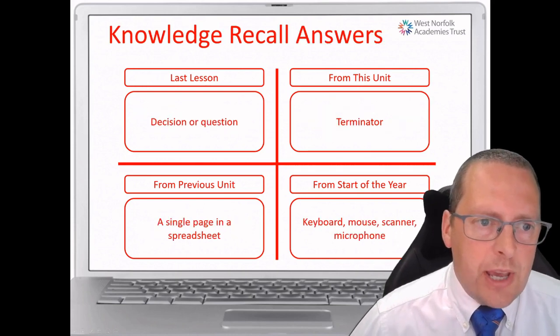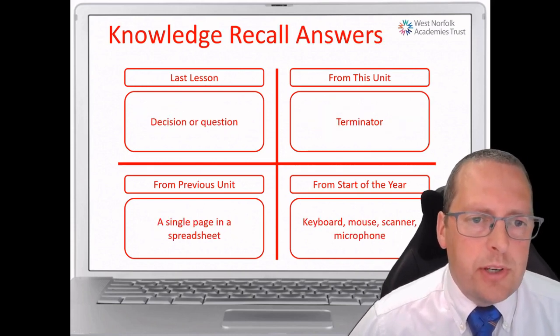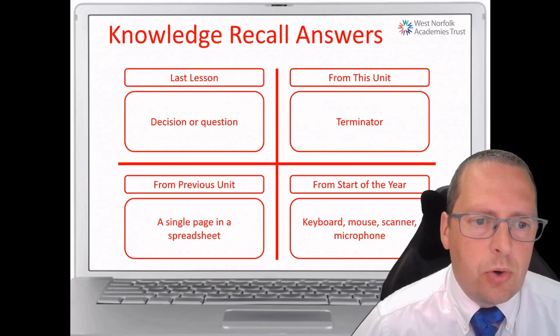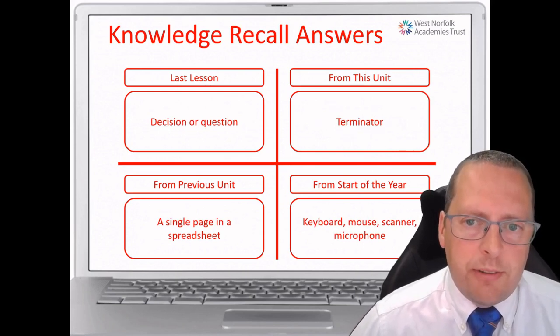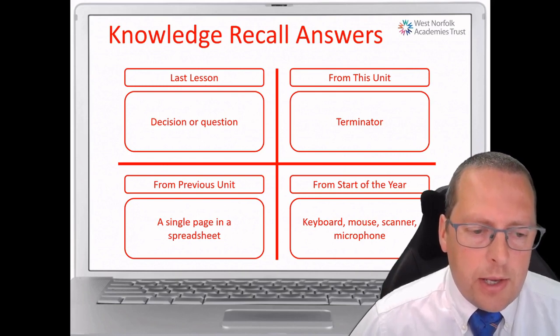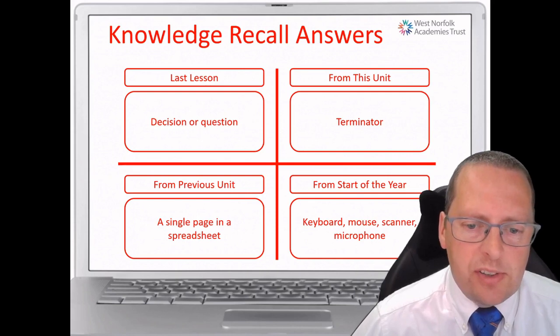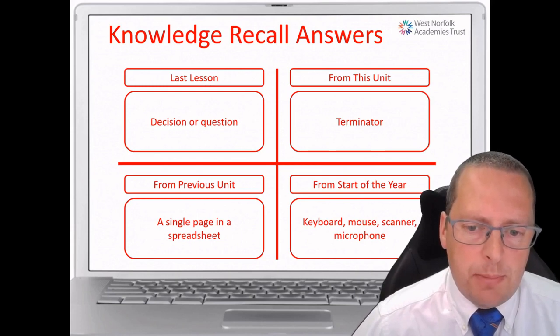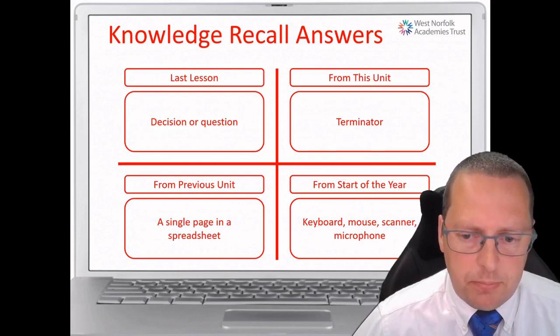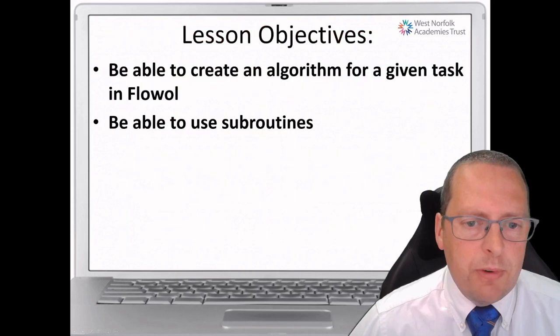These are the answers you should have. So hopefully you know that a diamond shape is a decision or question. A terminator is a start or stop symbol in a flowchart. A sheet is a single page in a spreadsheet. And input devices are things like keyboards, mouse, scanners or microphones. Things that capture information and put it into a computer. So it's input.